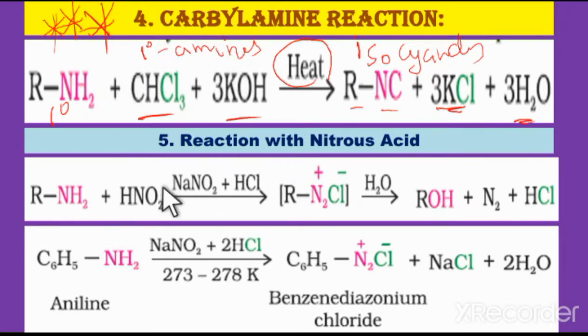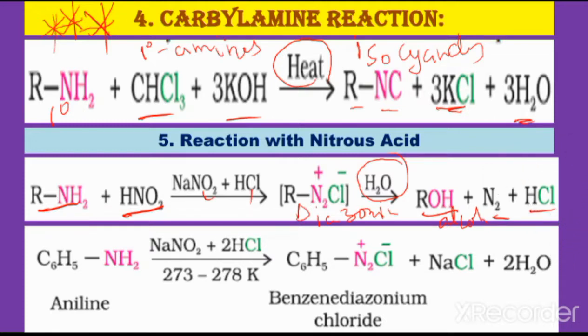Next, the reaction with nitrous acid. When primary amines are treated with nitrous acid, HNO2, which can be obtained from sodium nitrite plus hydrochloric acid, initially they form diazonium salts. Now this diazonium salt, when treated with water in hydrolysis, gives the alcohol. In addition, N2 gas plus hydrochloric acid is obtained.